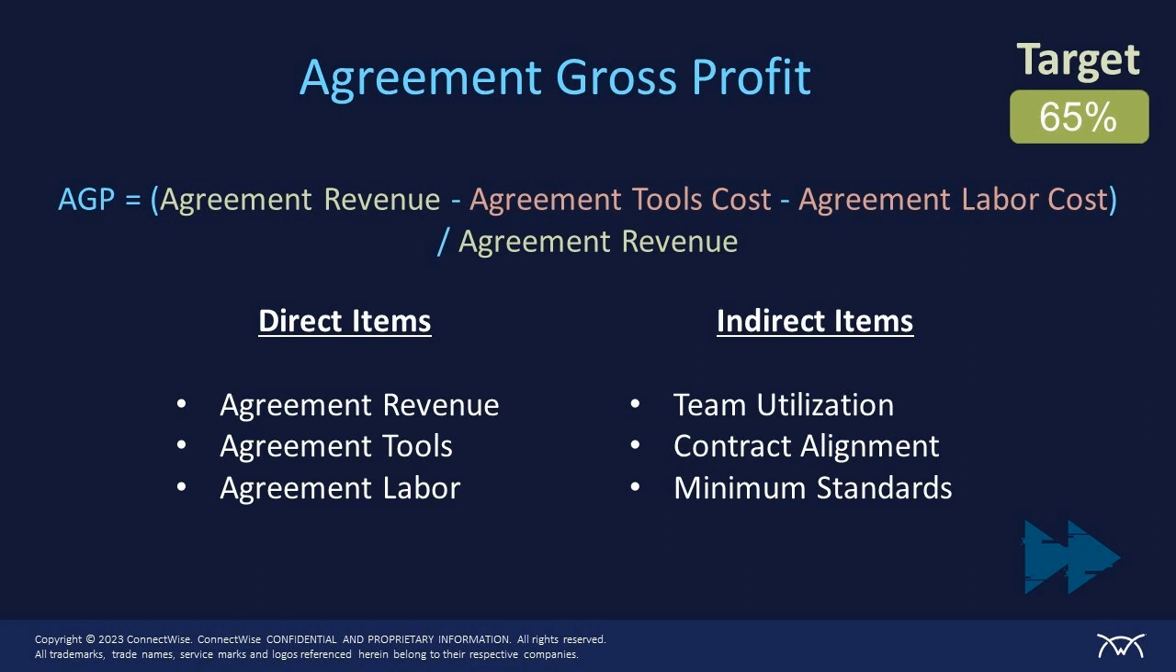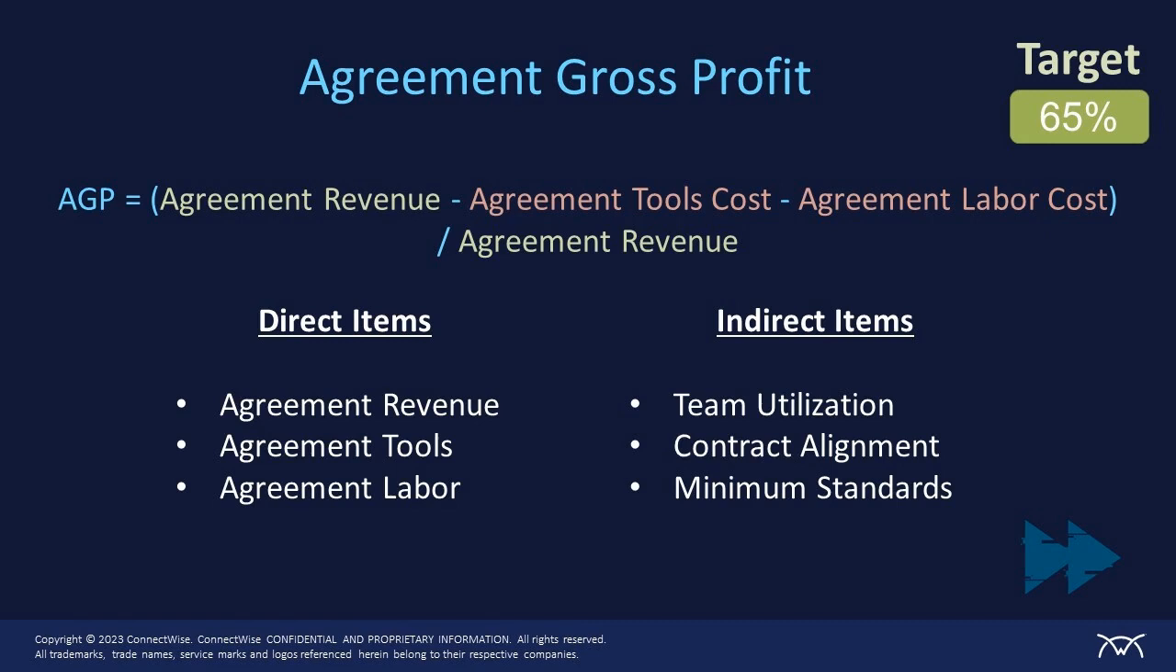All right, so we're looking to tackle agreement gross profit and go from an understanding to more of a mastery of this metric, because it's one of the more impactful metrics in our arsenal of things to understand when it comes to profitability. Now, agreement gross profit calculation is pretty straightforward. We take agreement revenue minus agreement tools cost and labor cost, then divided by agreement revenue. Now, our target for agreement gross profit is 65%.